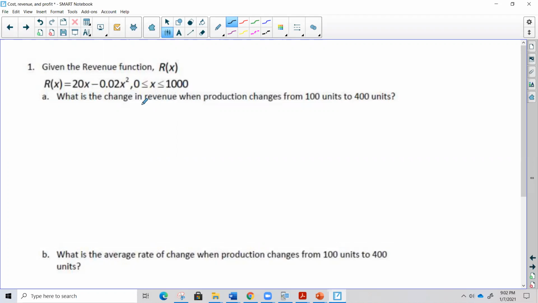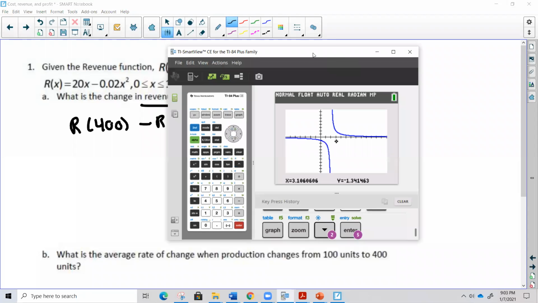So all I care about is the change in revenue. So that would just be R of 400 minus R of 100. And something to make this a little bit easier is you can use your calculator to find these. So one way to find this is to plug 400 in for every X value here and then simplify. But to save a little time, you can also use your TI.